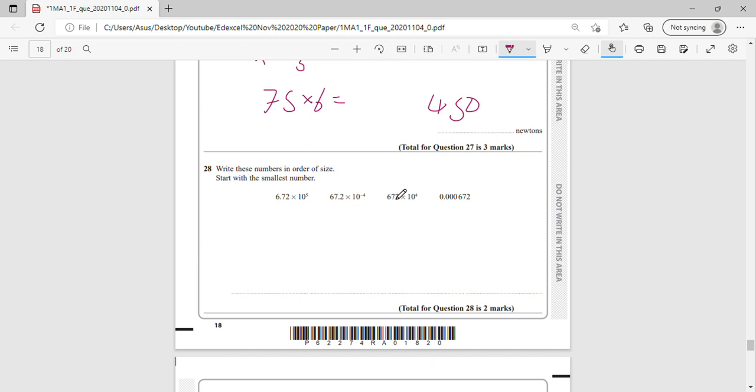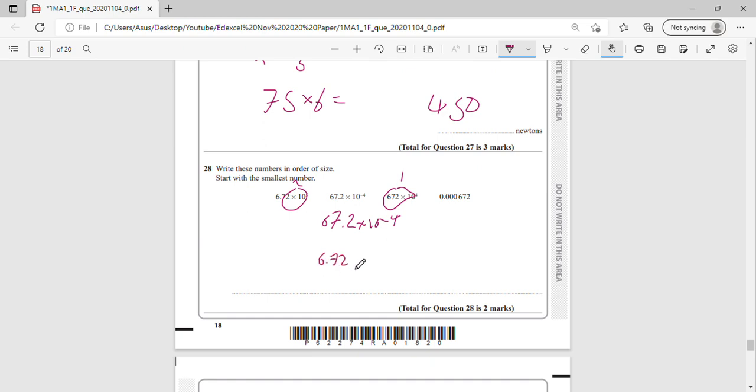So this is going to be the biggest. This is going to be the second biggest. Okay, 62 times 10 to the minus 4. Alright, what I'm going to do is start with the smallest first. So 62 times 10 to the minus 4. That means this decimal place is going to move to the left 4 times, sorry.